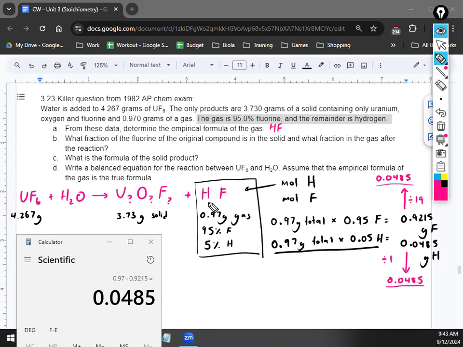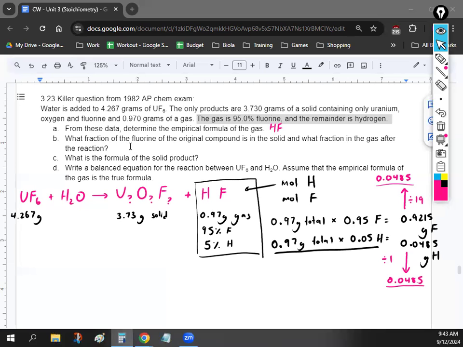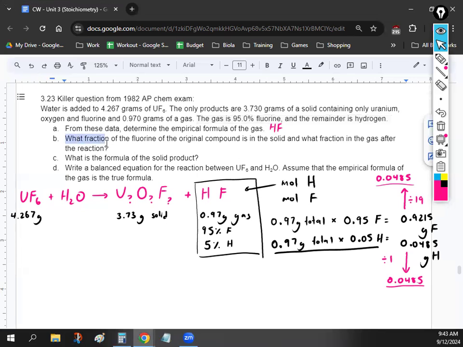Alrighty, any questions? All right, let's move on to part B, and I think part B is where it starts getting pretty annoying. There's a lot more math to it. I'll leave the question up for now, but I'm going to take it off, so if you need it, please have it on your Chromebook or take a picture. It's asking what fraction of the fluorine of the original compound is in the solid and what is in the gas after the reaction.